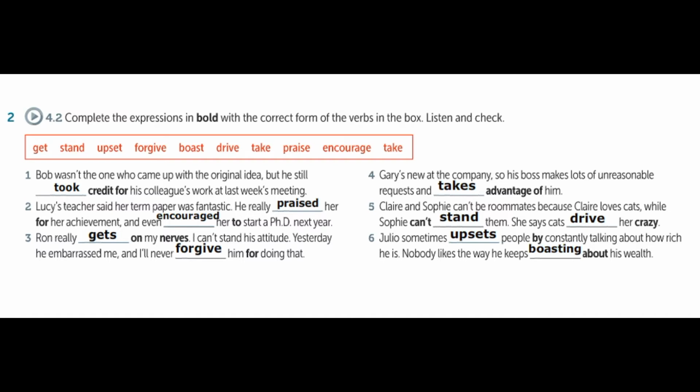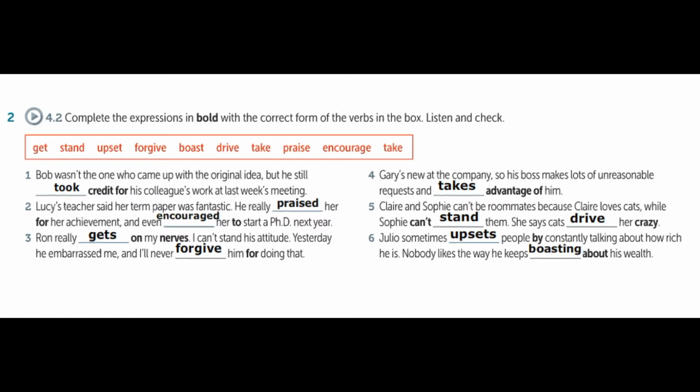So number one, the expression take credit for, when you get the benefits. Somebody created something, but you get the benefits for that, right? In this way, Bob took credit for his colleagues' work, right? Number two, the teacher said her term paper was fantastic, so he really praised her for her achievement. He congratulated her and even encouraged her to start a PhD next year. Encourage means to motivate, right?